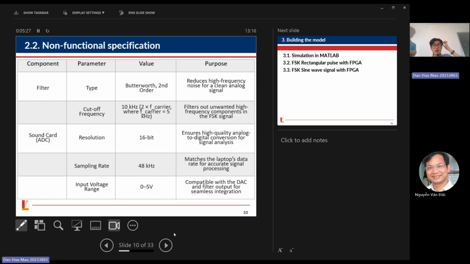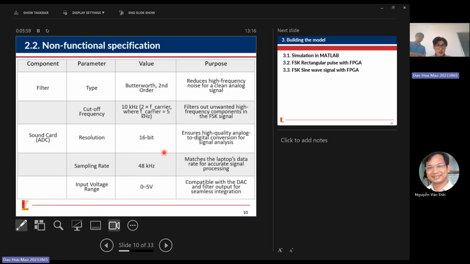And the filter is second order Butterworth to reduce high frequency noise for a clean analog signal. And the cutoff frequency is about 10 kHz, where it's double F carrier and F carrier equals 5 kHz, to filter out unwanted high frequency components in the FSK signal.